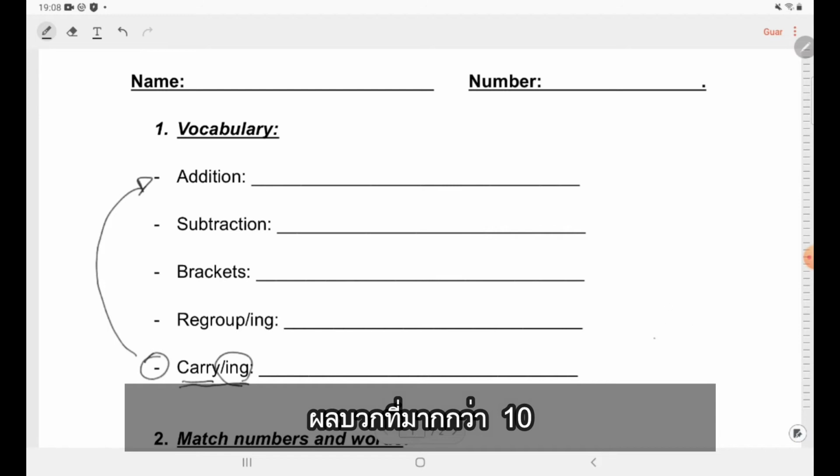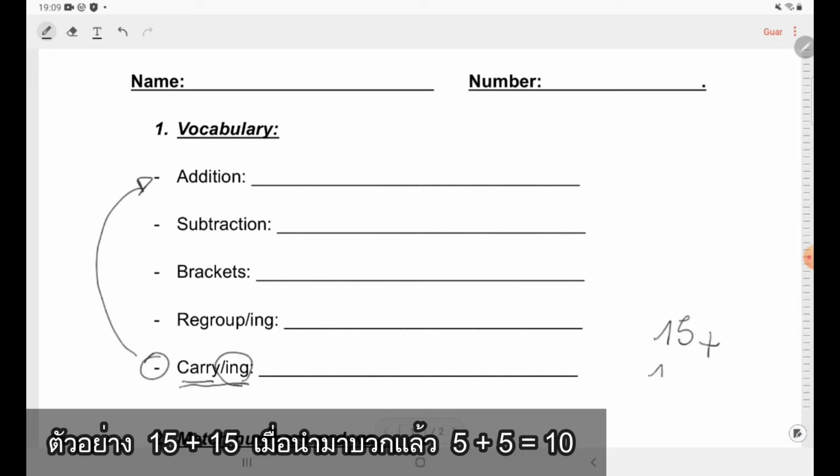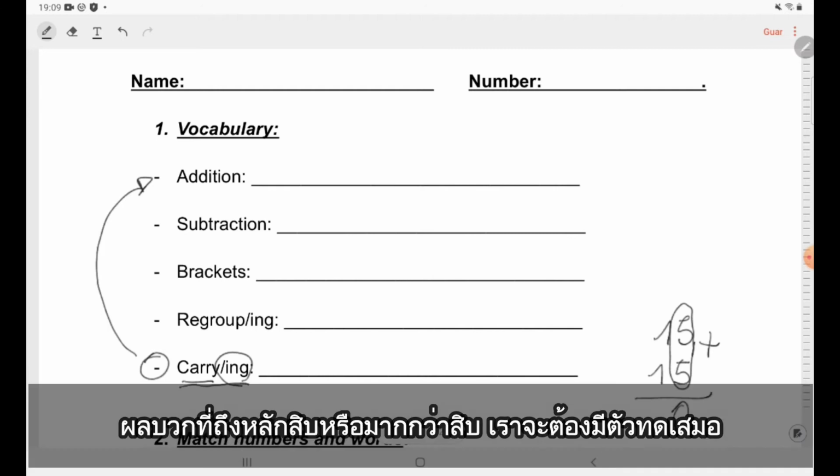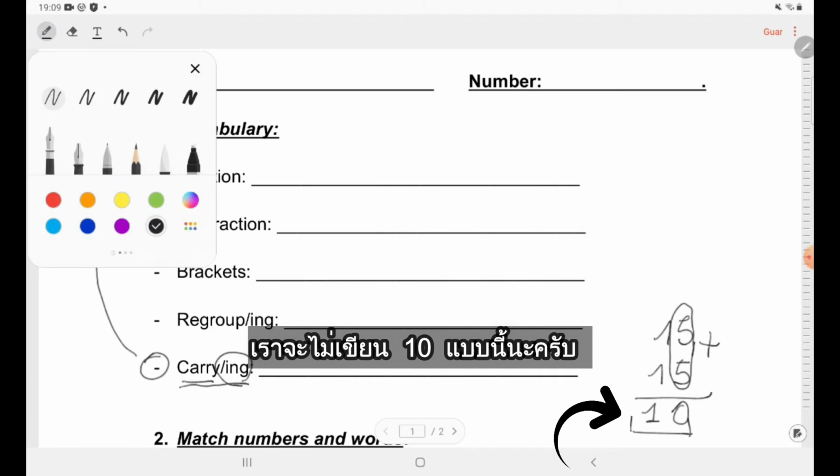For example, 15 plus 15. Okay, here in ones place, the addition is 5 plus 5, 10, right? So it's 10 or more than 10 when we use carrying. As you know, we don't write 10 like this, okay, 1 0 10. We cannot do that, okay?